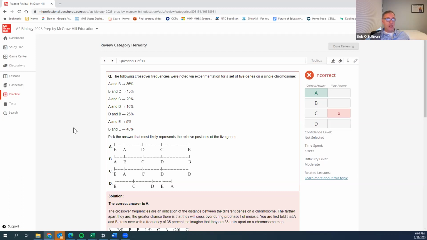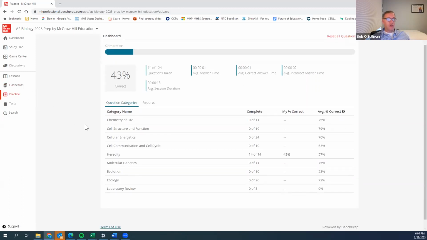So yeah, these practice questions are broken down. You've got 14 on heredity, 11 on molecular genetics, everything. So a really useful set of questions and answer explanations as you go through.